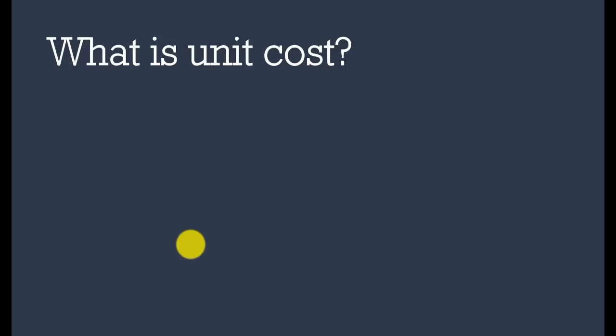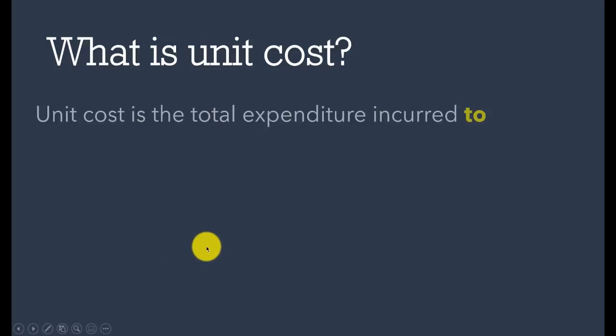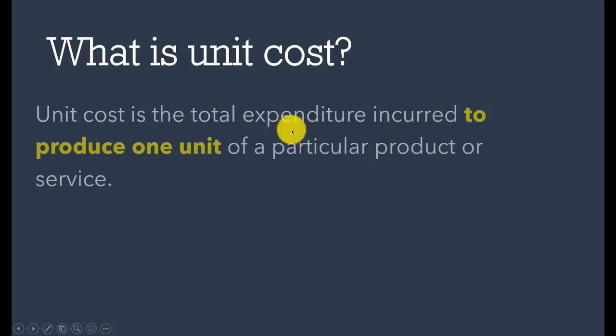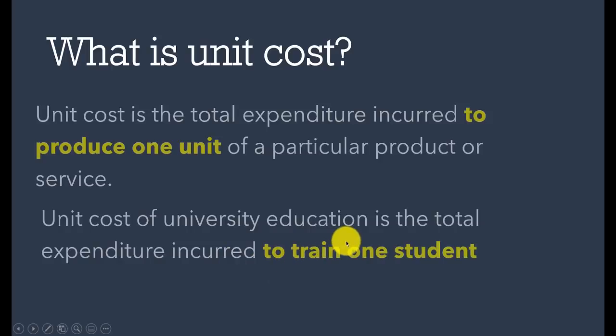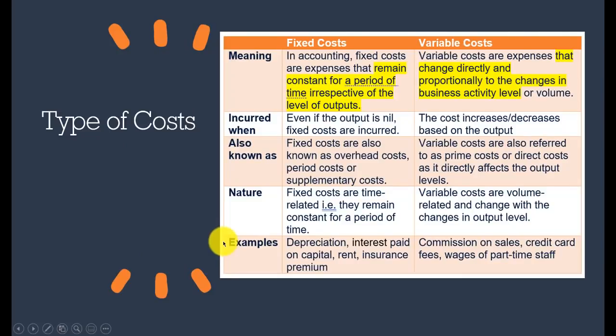Now, back to an original question. What is unit cost? Unit cost is the total money expenditure on one student that you produce, one unit of your laptop, of your bus. I don't want to talk about the unit cost of the woman or man, whatever it is. So unit cost of university education is the total expenditure incurred to train one student in a given year. And there are different types of costs.